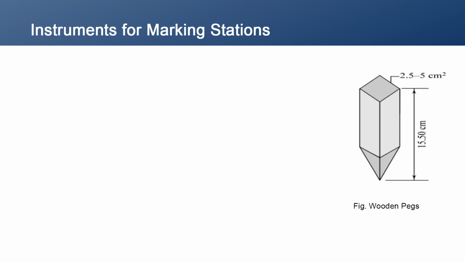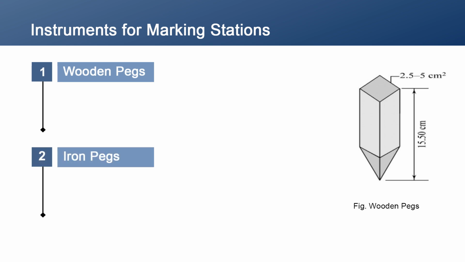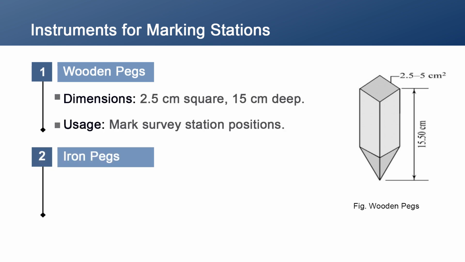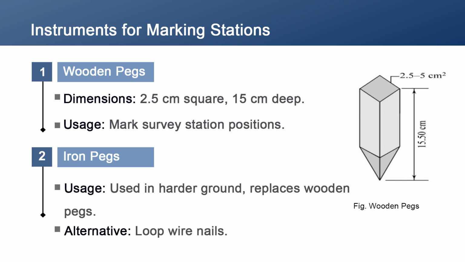And these pegs can come as wooden pegs or iron pegs. Wooden pegs are basic markers. They are typically 2.5 cm square and 15 cm deep. Just plant them where you need to mark a survey station. If it is iron pegs, if you are dealing with harder ground, this is the choice. They are tougher and will hold better.